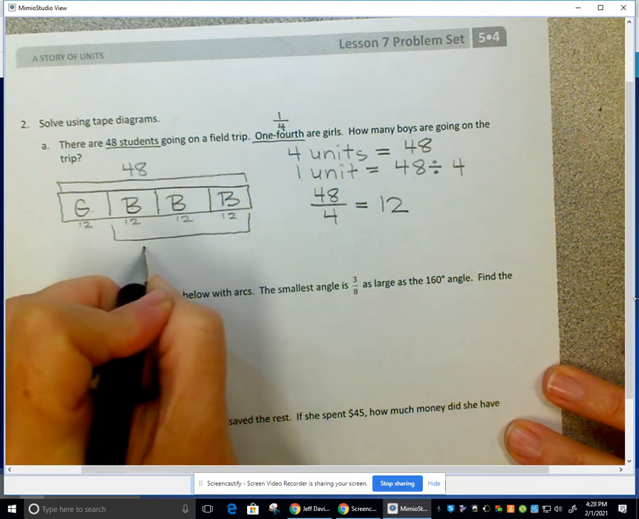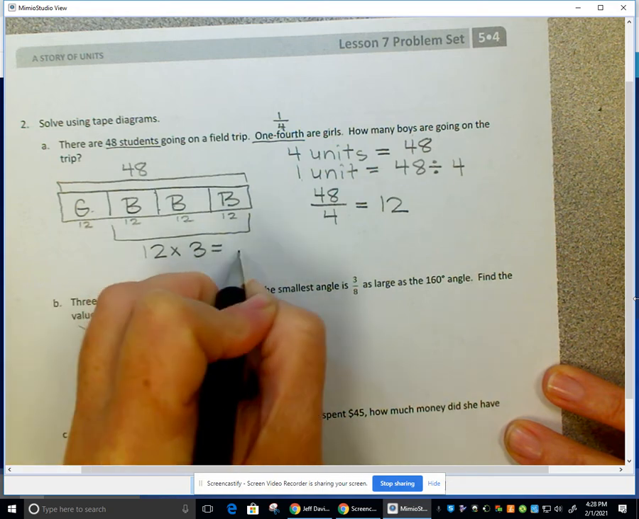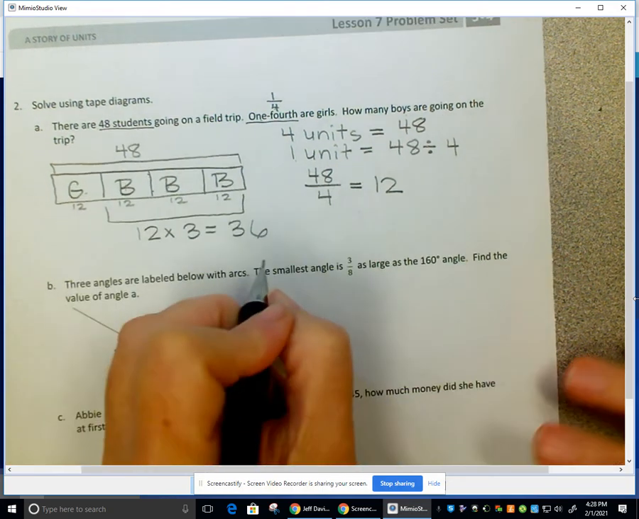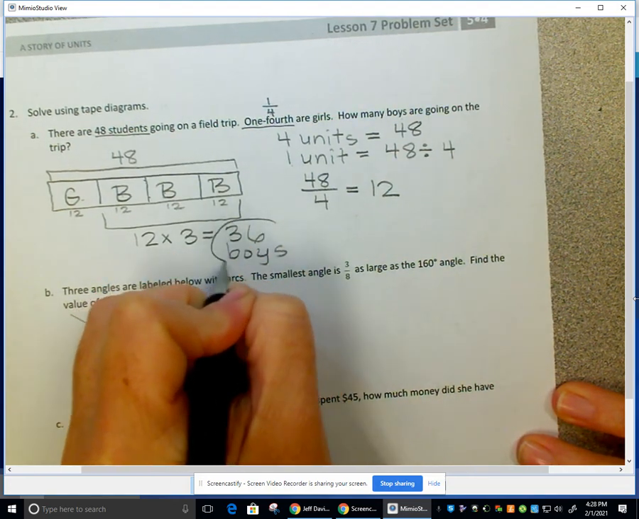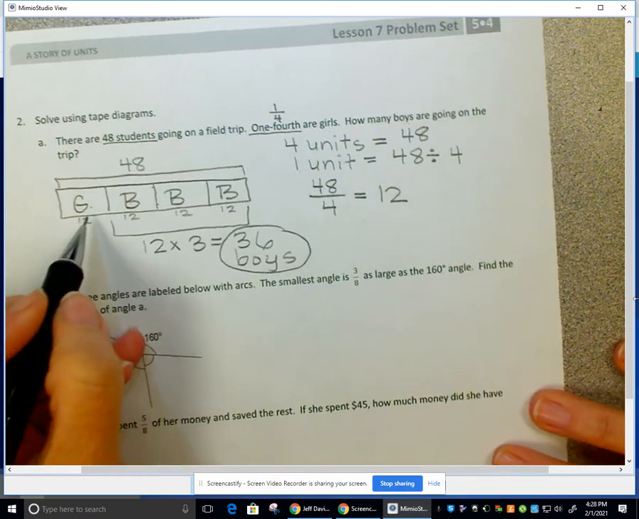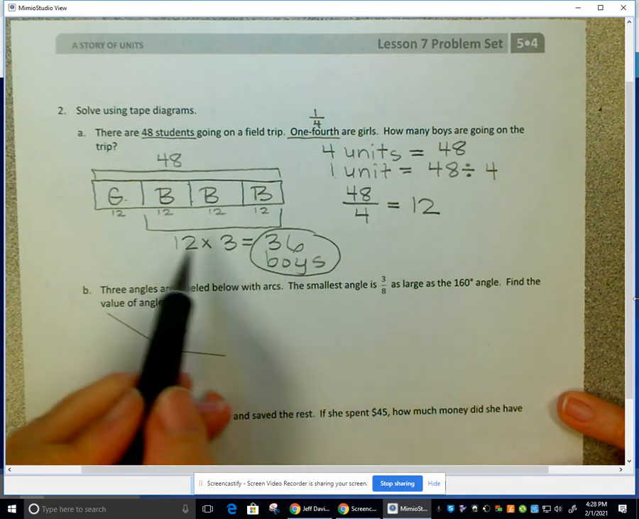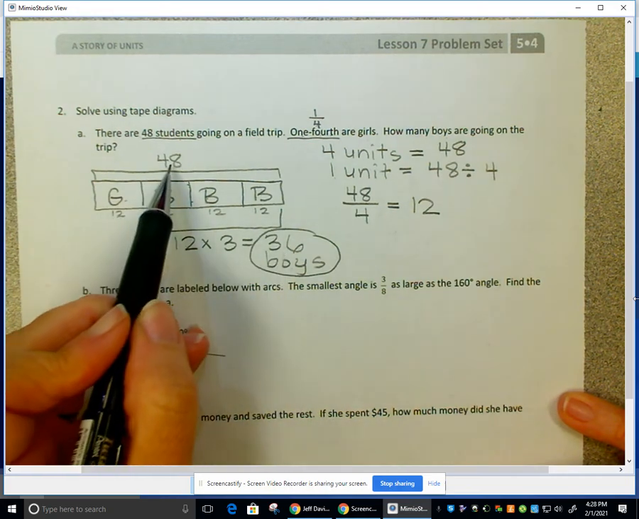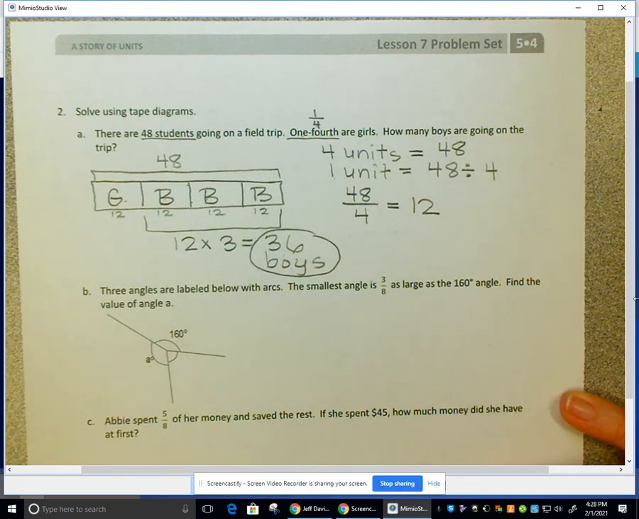I've got 3 12s. 12 times 3 equals 36. So there were 36 boys on the trip and only 12 girls. 36 boys and 12 girls. If I added those together, 36 plus 12, that should give me 48, which would be for all of them.